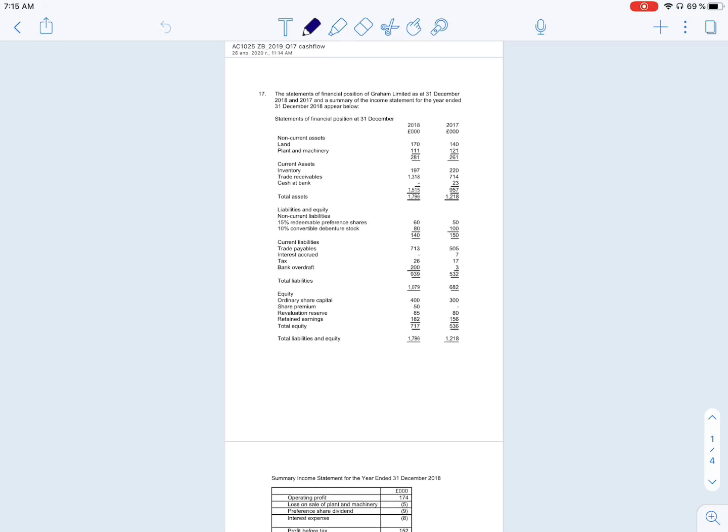Most of the figures here are very straightforward. The difficult figures involve, I believe, 4 to 5 computations, and we'll walk through the question right now.